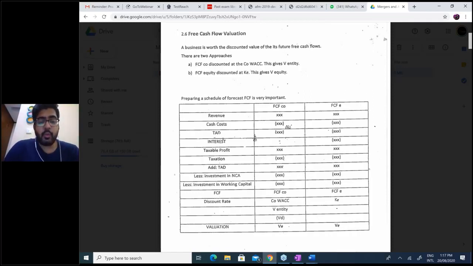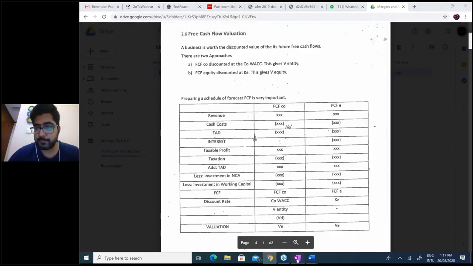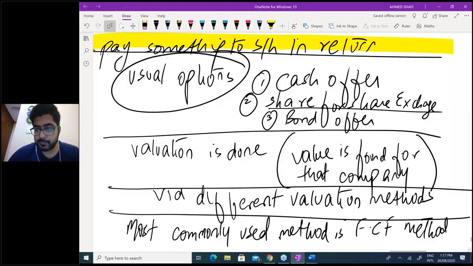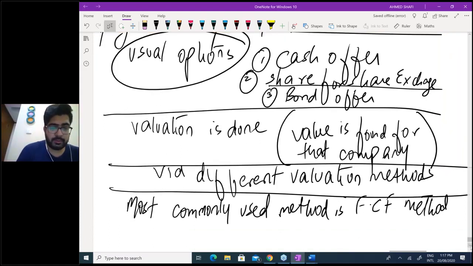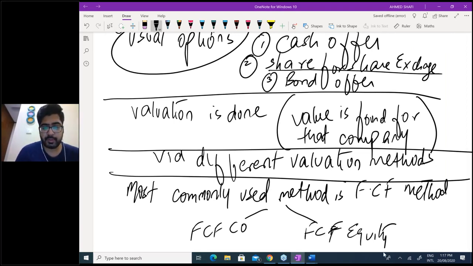Okay, one is called FCF to company and one is called FCF to equity. Okay, now what is the difference? Please pay attention.